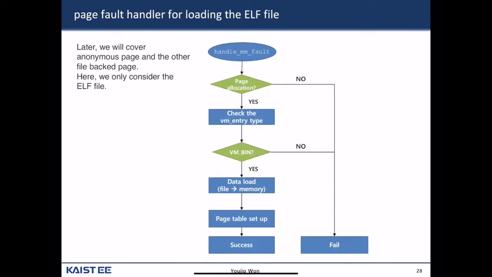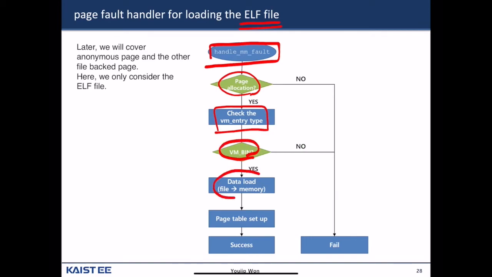For now, this is a page fault handler for loading the ELF file. We're going to cover anonymous pages and the other file-backed page installation later, but for now, we are writing the page fault handler only for loading the ELF file. So in handle fault, we allocate the page and then check the virtual page type. If it is a binary file, then it reads the data block from the disk to memory, updates the page table and returns success. If the page type is not binary and it's swap or another type of file, then it goes to fail.